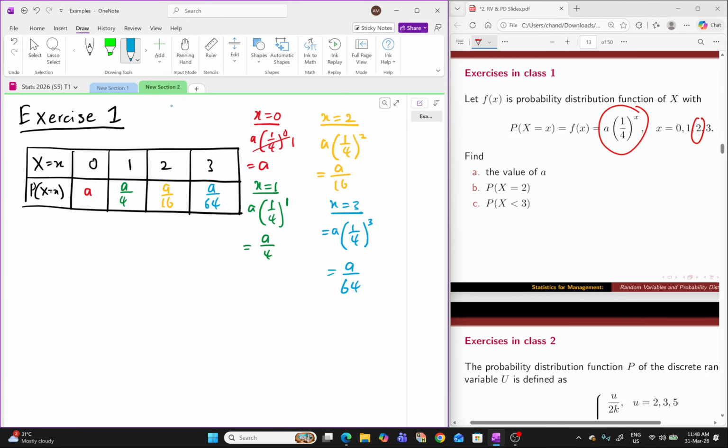The first question is, find the value of A. The process is, we know that if you add all the probabilities, you should get 1. A plus A over 4 plus A over 16 plus A over 64 equals 1. So we're going to solve this.